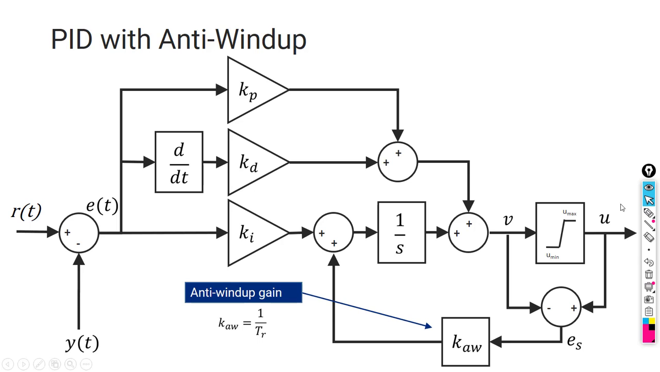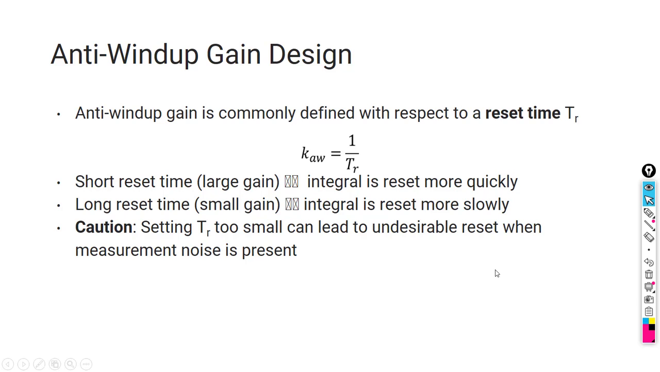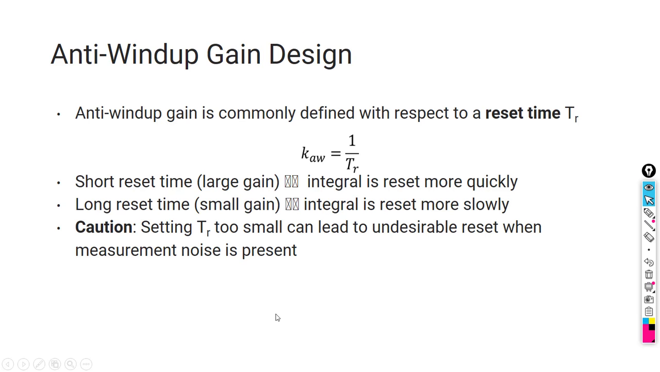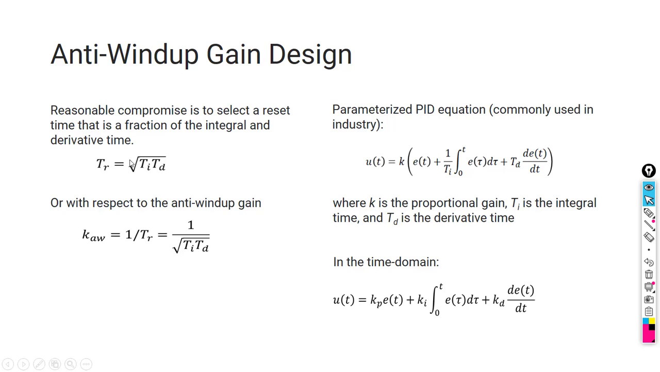But here you have the plant, of course. The output of the plant is y, which you are feeding back up to here. So the only change is in here. So how do we design, how do we find K_AW, the anti-windup constant or anti-windup gain? It equals 1 over TR. And what's TR? TR you compute this way.